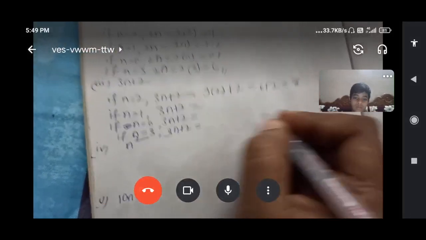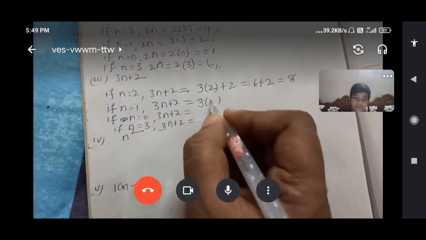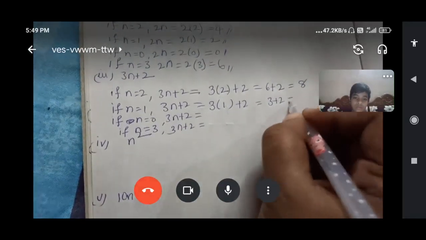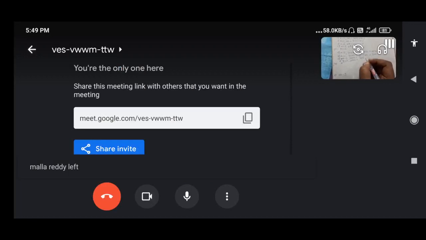Total 8. Okay? And 3 into, in the place of n, put 1, plus 2. 3 into 1, 3 plus 2 is equal to 5. And in the place of n we have to take 0, plus 2. 2 we have to take. And in the place of n we have to put 3: 3 into 3 is 9, plus 2 is equal to 11. We'll get 11. So in that manner we can do all these problems.